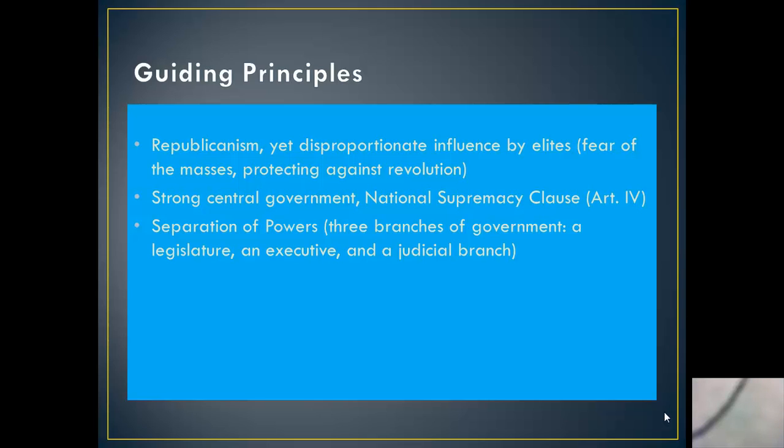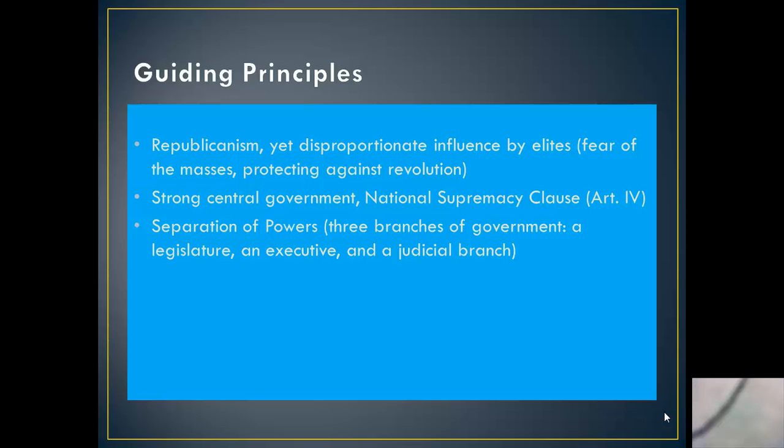What were the overall guiding principles of the document created in Philadelphia? The framers created a republic. They created a democracy, if you want to use this word, depending on how you think about democracy, but certainly it was a system that gave disproportionate influence to the elites.